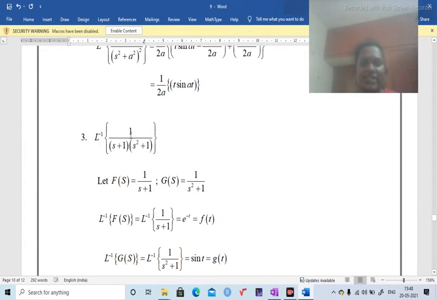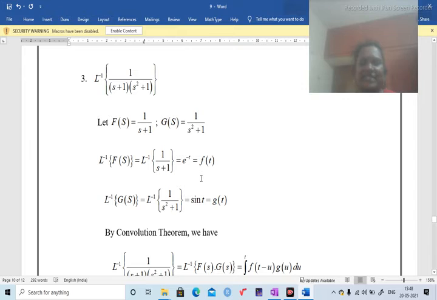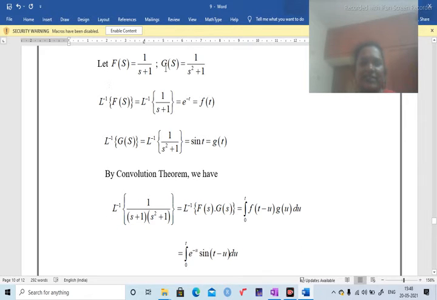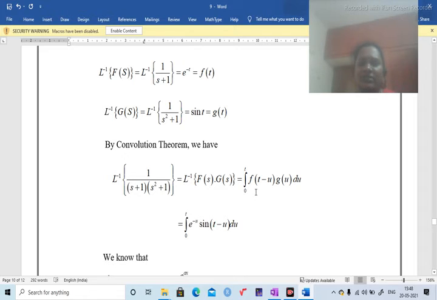Third question, L inverse of 1 by (s plus 1) into (s square plus 1). Take f of s as 1 by s plus 1, g of s as 1 by s square plus 1. The multiplication of these two means the given function only. Find out L inverse of f of s, take that as f of t. L inverse of g of s, take that as g of t. Now L inverse of f of s into g of s equal to integration 0 to t f of t minus u g of u du. So substitute f of t minus u value and g of u value here.